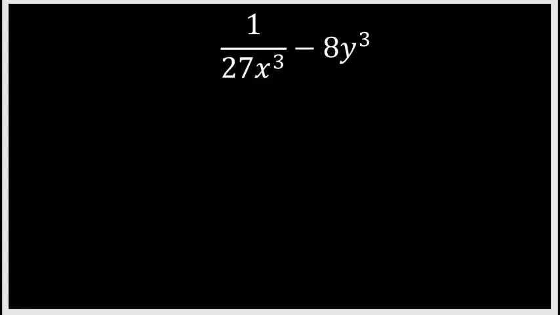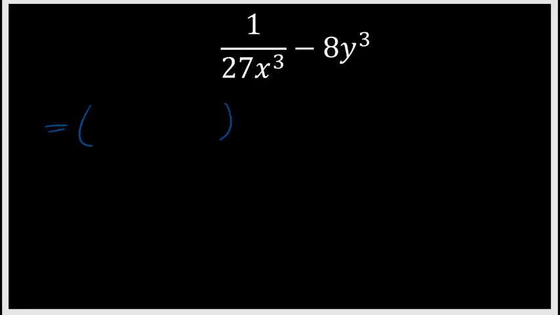All right, things are starting to look interesting. I have a fraction, so let's check. Is this fraction a cube? Let's look at the numerator. Our first number is 1. 1 is a cube, so that's correct. Our denominator is 27, which is 3 cubed. That's correct. And x cubed, that's correct. So our first term, which is a fraction, is a cube. Our second term, 8y cubed, is a cube. That's correct. And we've got a minus sign, so that means we have a difference of cubes.